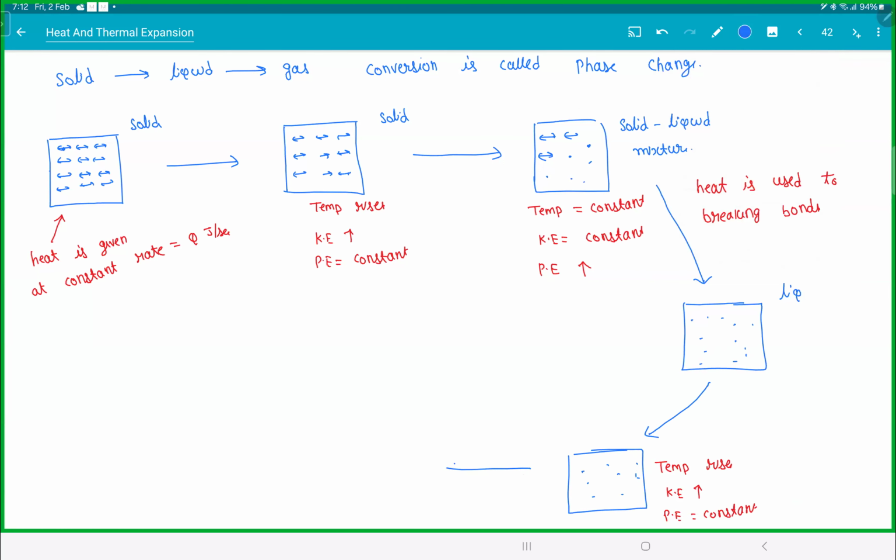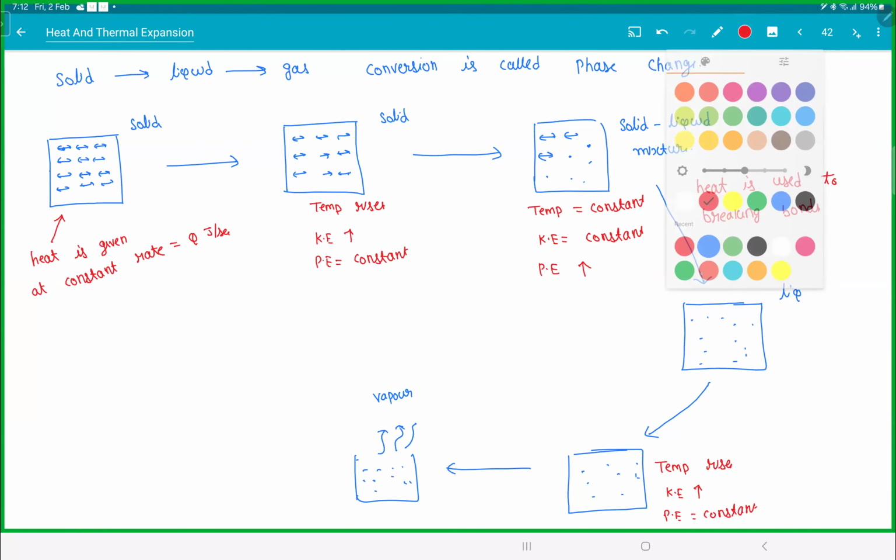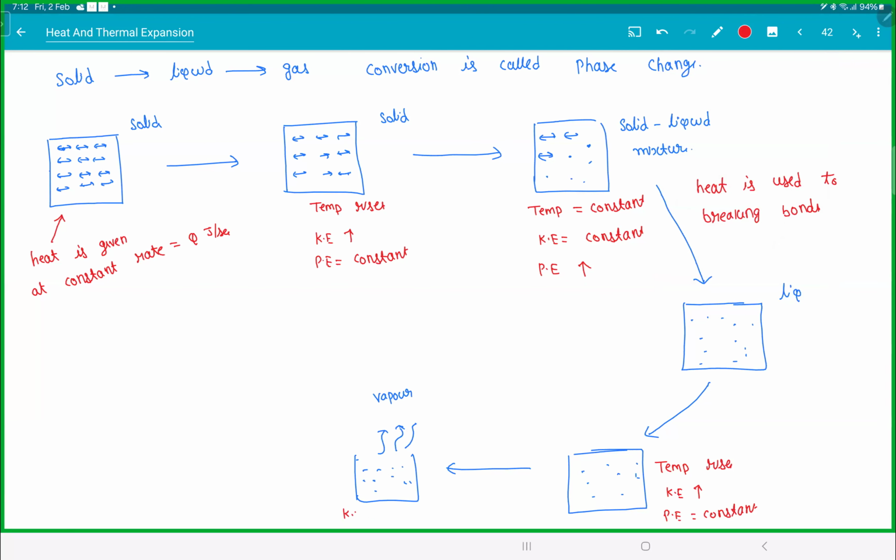Now, if you continue to give more, you'll start seeing vaporization also. Meaning again, temperature becomes constant. Again, you're using all the energy to break the bonds between liquids to make it gas. Liquid bonds are broken. Correct? So that is the thing.